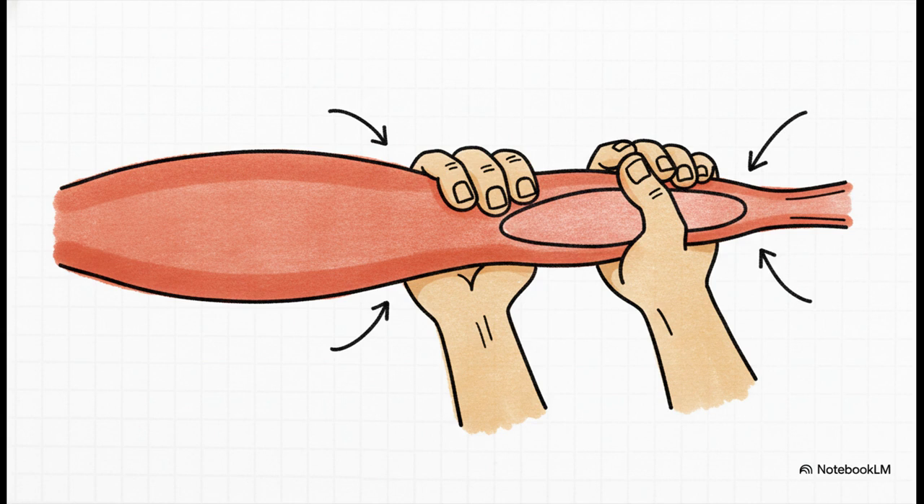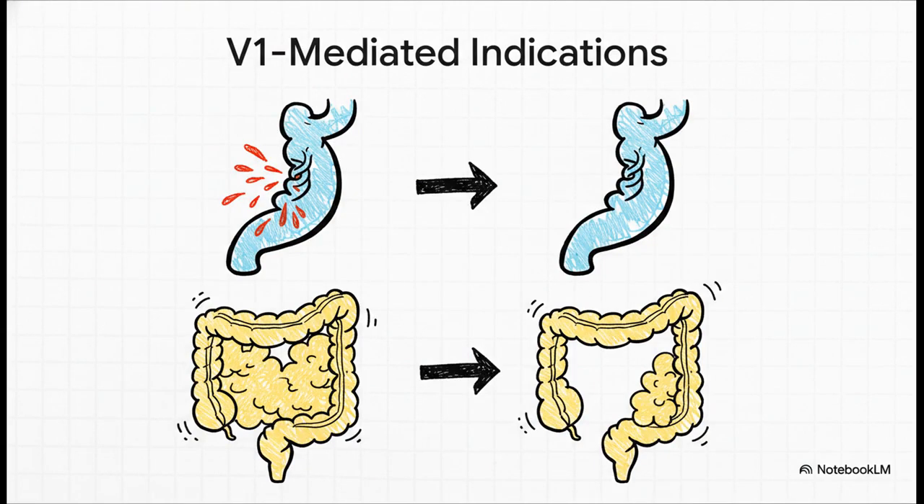An emergency. We need to stop that bleeding, and fast. How? By squeezing the blood vessels. This is a job for the V1 vessel squeezer effect. You see, in a life-threatening emergency, like bleeding esophageal varices, you absolutely need that powerful V1 vasoconstriction.